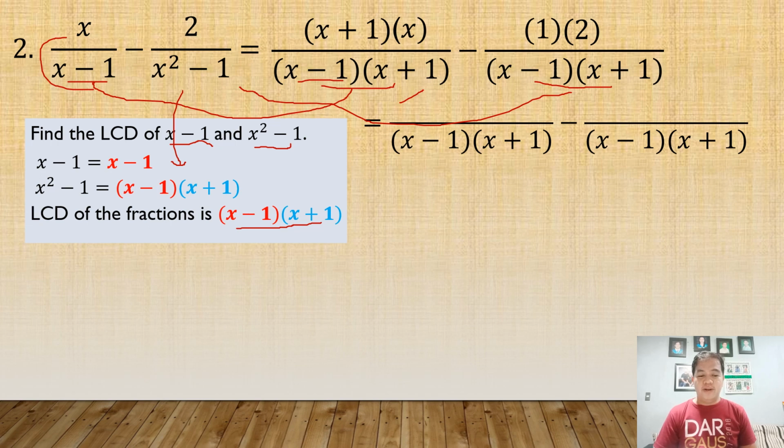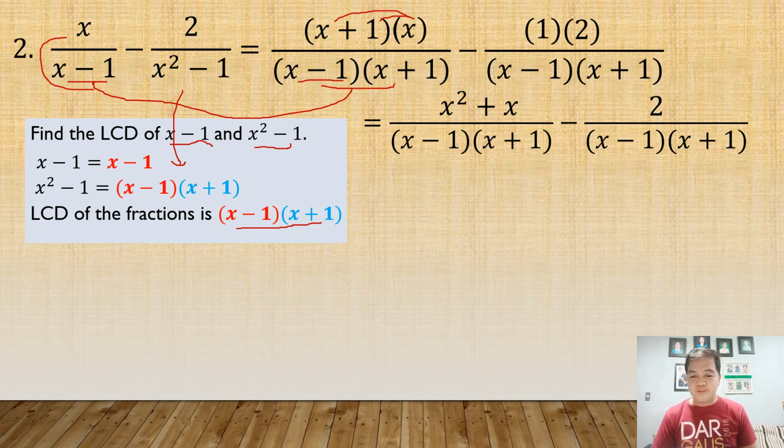Ayun. So, kinopya pa rin yung ating denominators. And afterwards, sinimplify na. So, yung x plus 1 times x, dinistribute na yung x dito sa ibabaw. So, x times x is x squared. 1 times x is x. And then, 1 times 2 is of course 2. So, 2 siya. Okay, let's proceed. Ayan na.